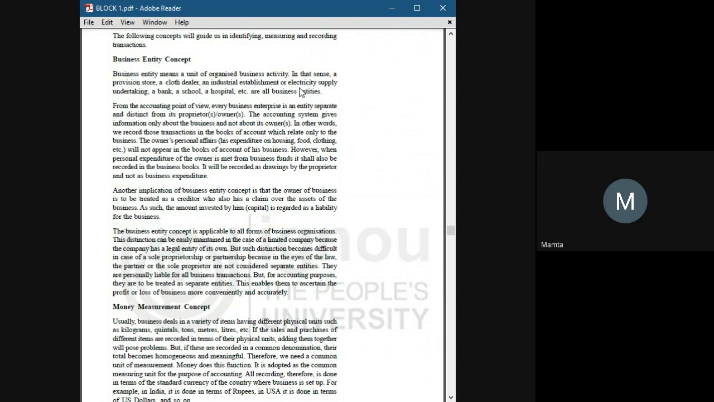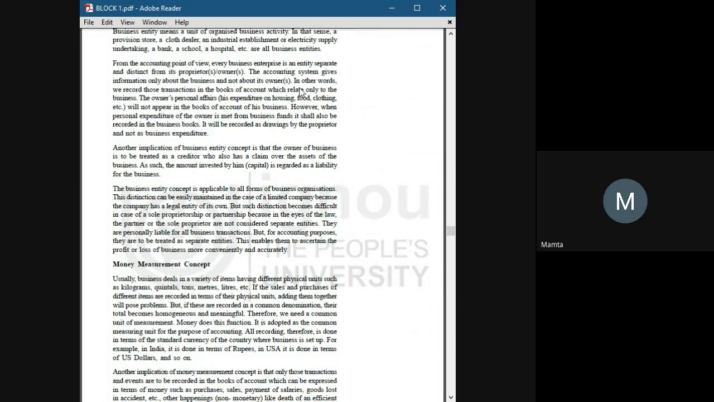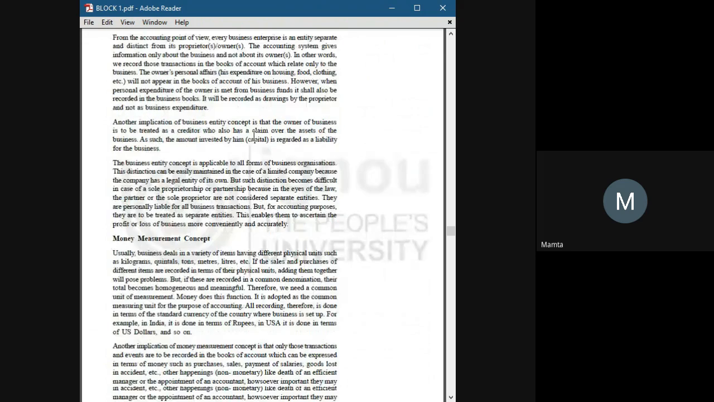So no personal entry of the owner is recorded in the books of account. Suppose the owner has withdrawn money from the capital for personal use. You will show that amount as drawings, but you will not show where he has spent it, in which area he has spent it. No, we won't show that. So no personal entry of the owner is recorded. If an owner purchased a car for personal use, we won't show or mention it in our accounts.